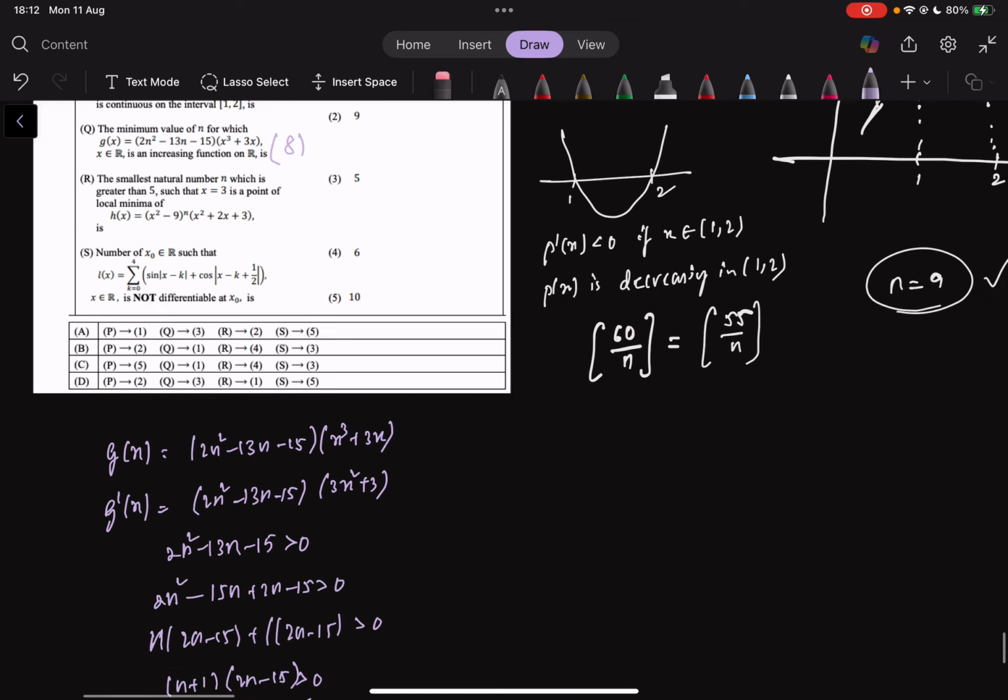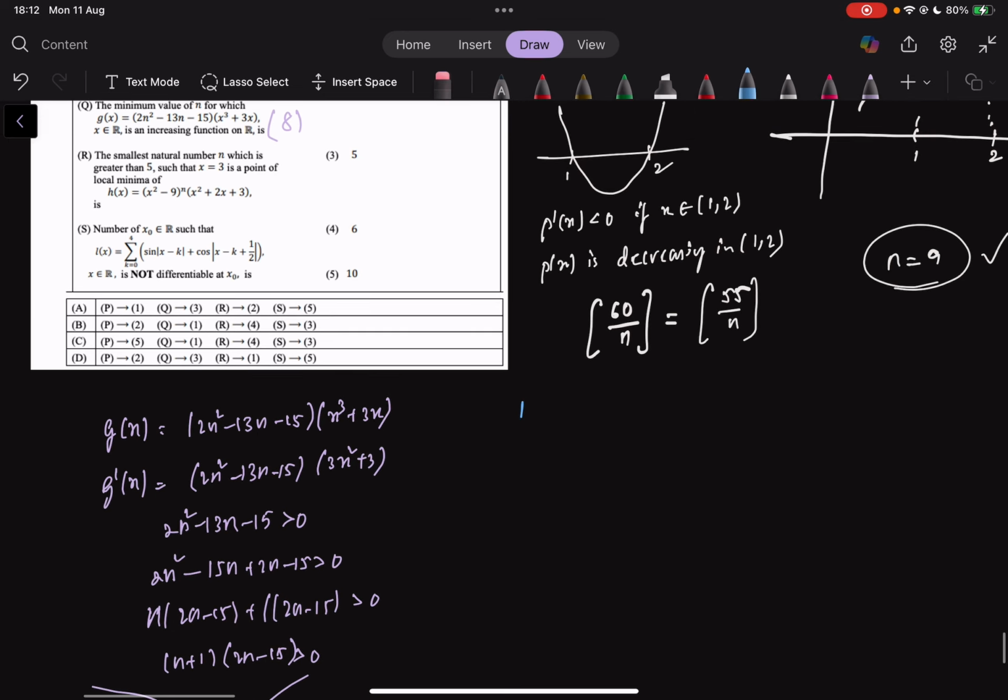And if we see the third question, we need to find the smallest natural number n, which is greater than 5, such that x equals 3 is a point of local minima of h of x, which is (x² − 9)^n into (x² + 2x + 3). So h dash of x will be n(x² − 9)^(n−1) into 2x into (x² + 2x + 3) plus (x² − 9)^n into (2x + 2).